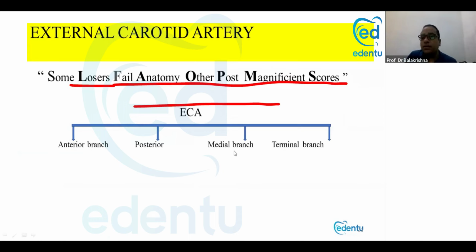Anatomy will go into the medial branch. Other Post, P, posterior branch. And Magnificent Scores are the terminal branches. Imagine it is like a train. So these three, Some Losers Fail, are the engine, and Magnificent Scores is the terminal, the guard's van.